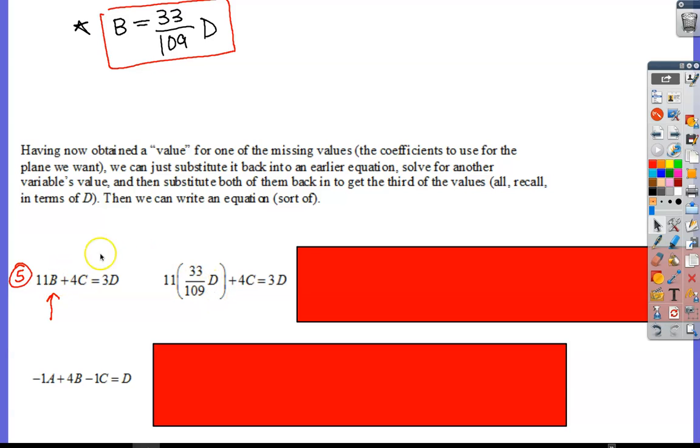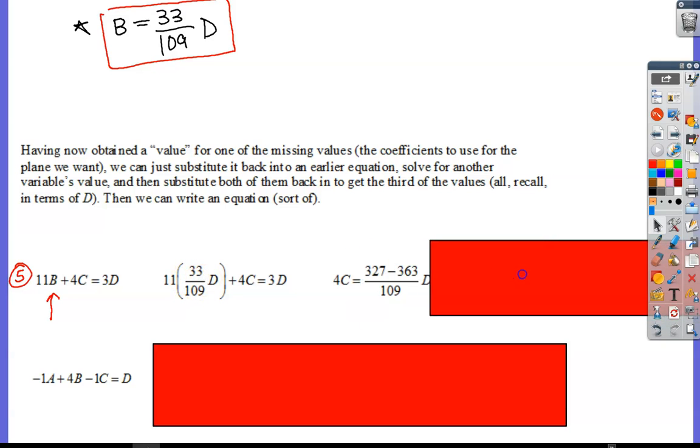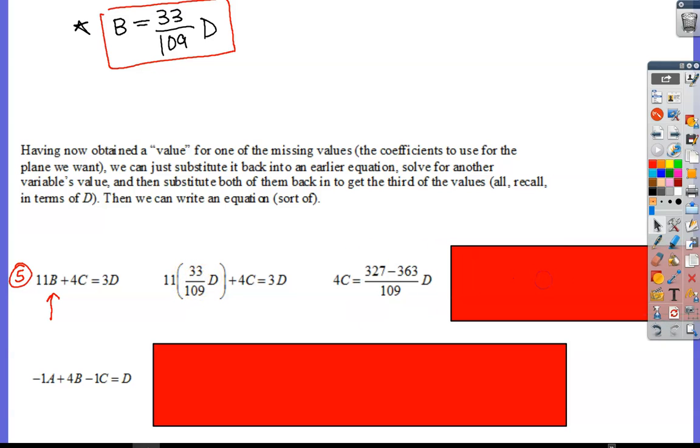Now you might say to yourself, well, that's not helping, Meg, or Miss Thatcher, I still have 2 variables. Well, go with it. I'm going to multiply this part together and I'm going to take it to the other side. So again, I did that pretty quick. I had like 33 times 11, and so I ended up with, this was technically 363 over 109d plus 4c.